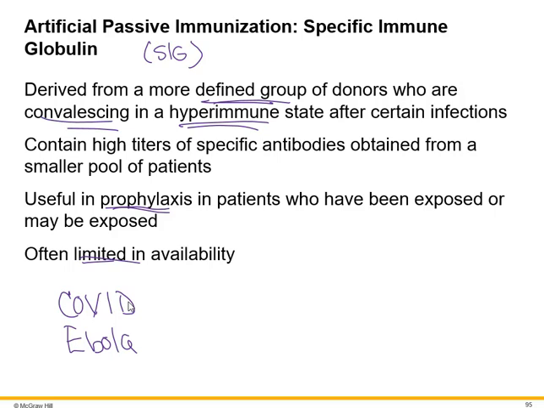But if you have 65% mortality, that means there's still 35% of the people that survive. They have antibodies to this, and you can give people that specific immune globulin if they have been infected. So it's very useful in some cases.